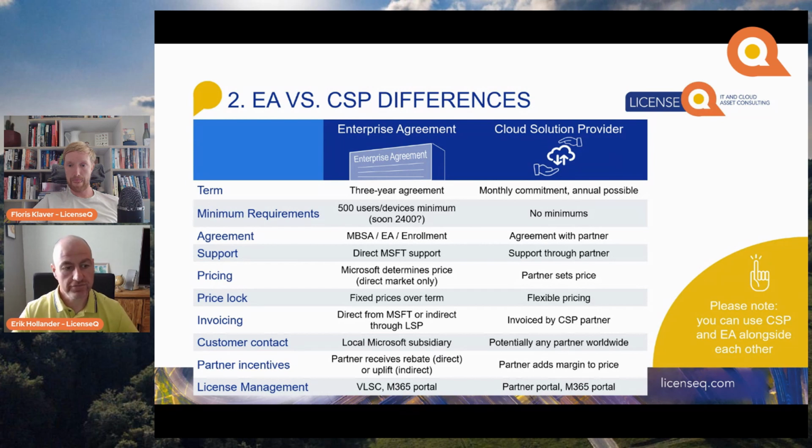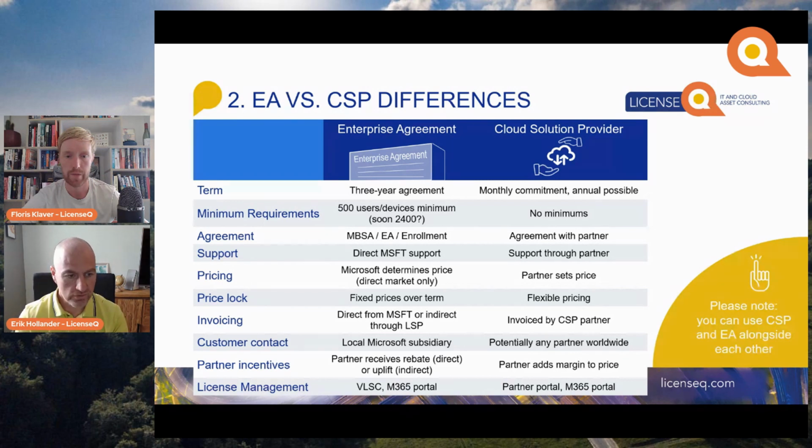A nice overview of the differences between EA and CSP. The main difference between the two agreements is that the enterprise agreement is a fixed 3-year agreement. There is no way of deviation from that. It's not possible to have an EA for a year or 2 years. It's always 3 years and sometimes an option to renew.